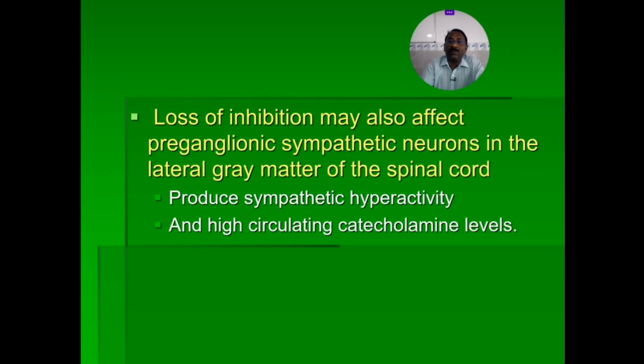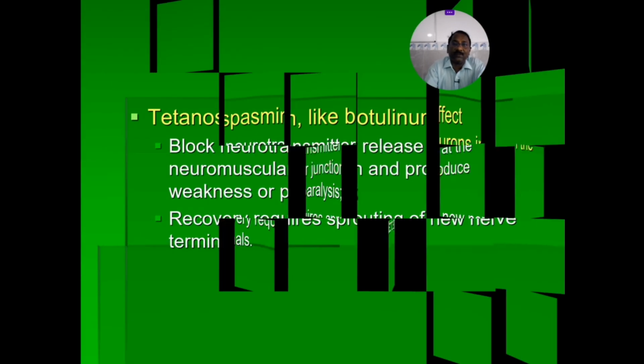The loss of inhibition may also affect the preganglionic sympathetic neurons in the lateral gray matter of the spinal cord. So not only the brainstem and axons, the spinal cord is also very much involved in tetanus. It produces sympathetic hyperactivity and high circulating catecholamine levels, so there will be tachyarrhythmias also. That is the reason in tetanus we use esmolol, a beta blocker, to reduce the tachycardia. Autonomic dysfunction and disturbances are also very common in tetanus individuals.